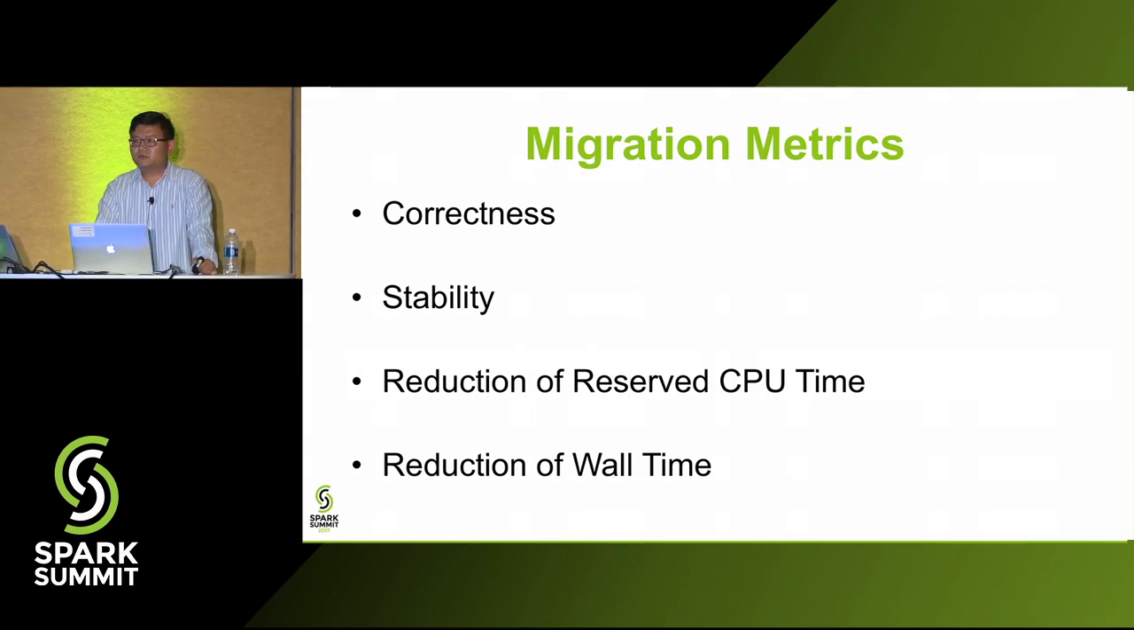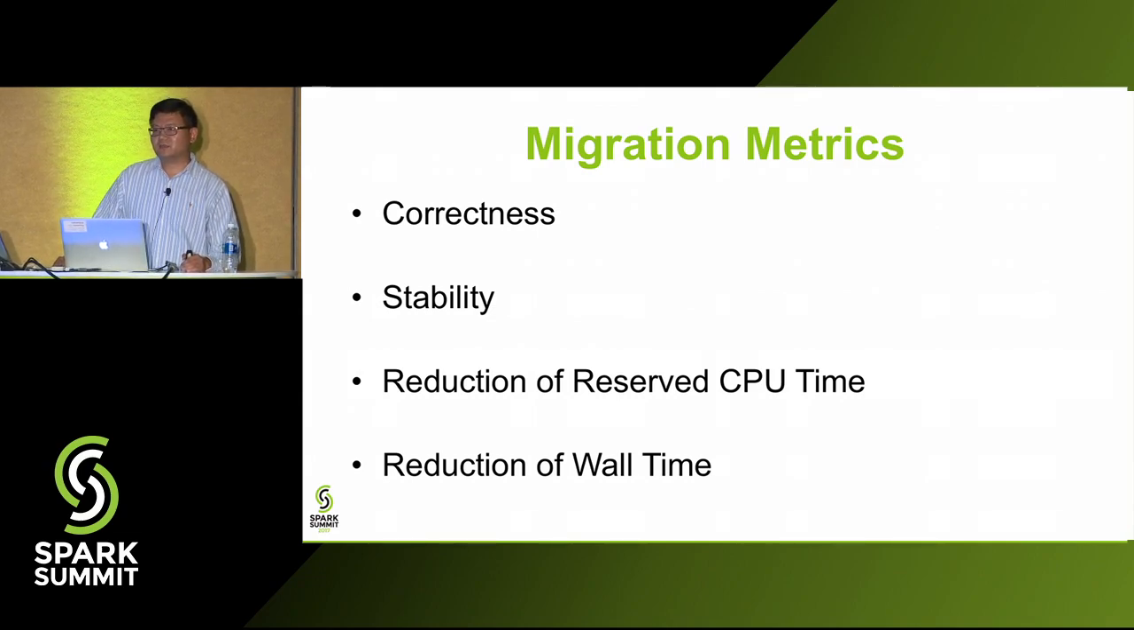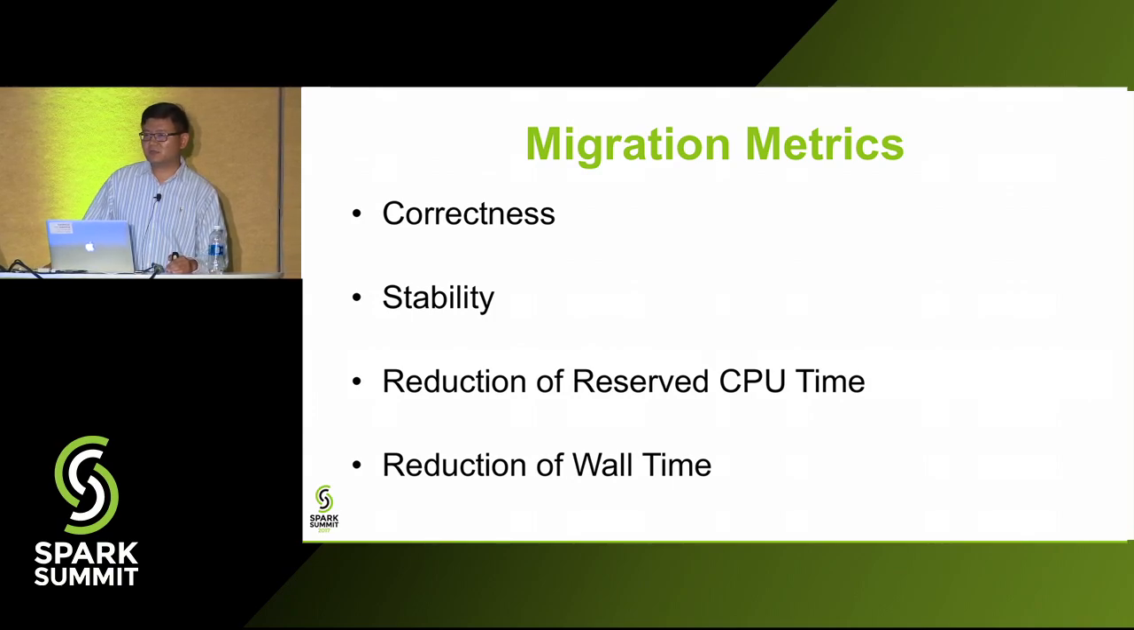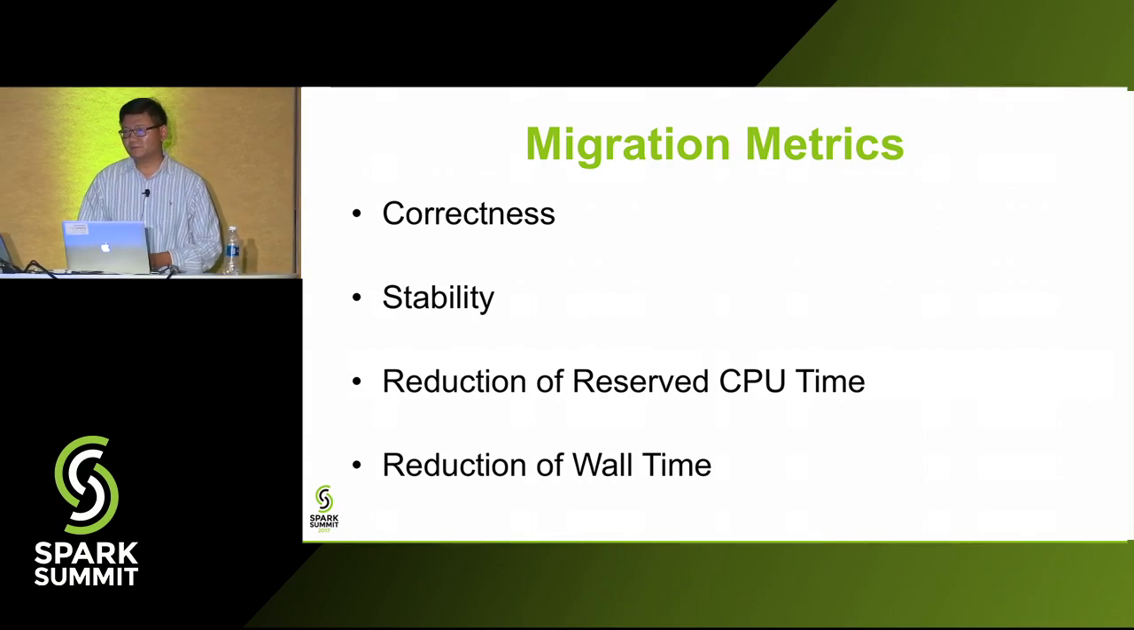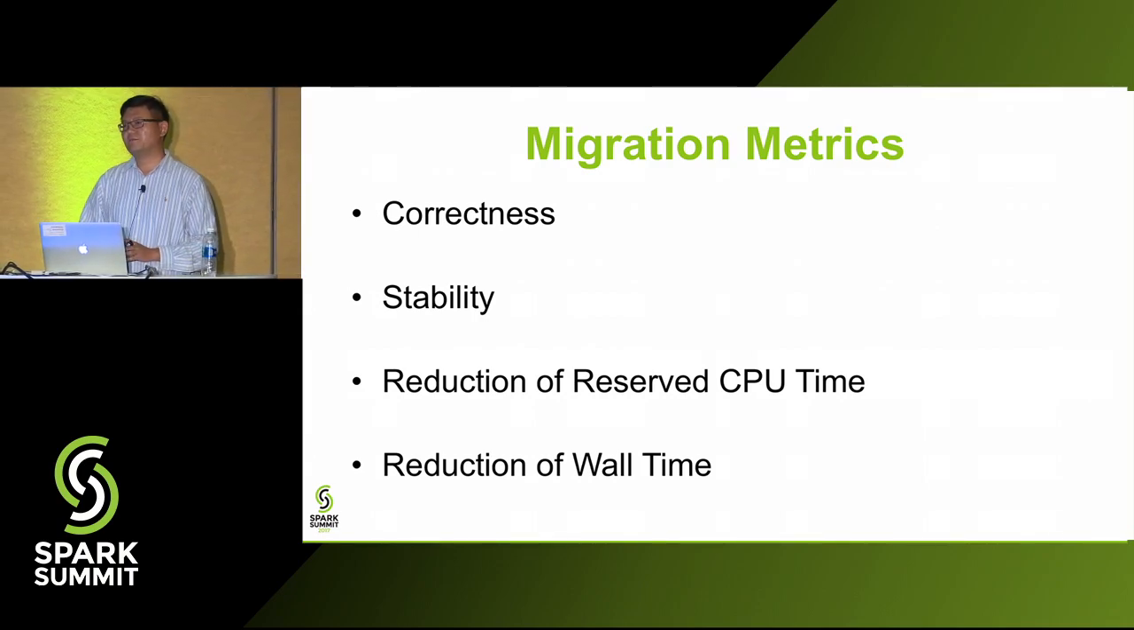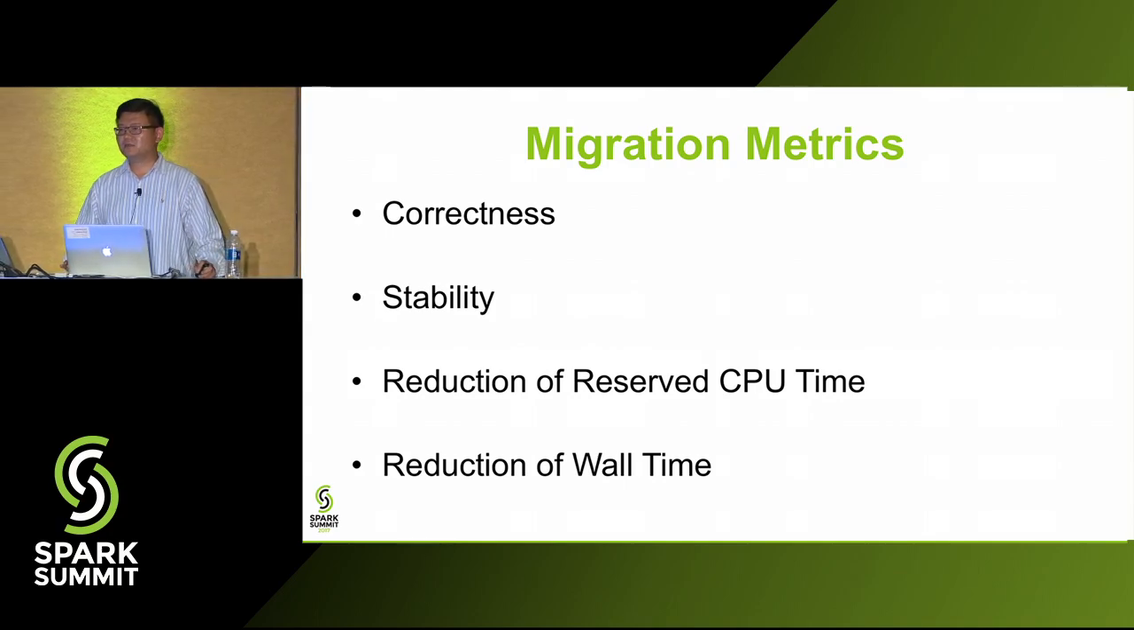Our goal is to reduce the computation cost. The next metric is the reduction of the reserved CPU time. The reserved CPU time here means when we launch a Spark job, the Spark job will request resources from the resource manager. When those resources get allocated, Spark may not use them. For example, there's no task running in the executor, or the CPU is blocked on I/O. But because this resource is already allocated, it cannot be assigned to another Spark application or any other job. We still count this as a resource used by Spark.